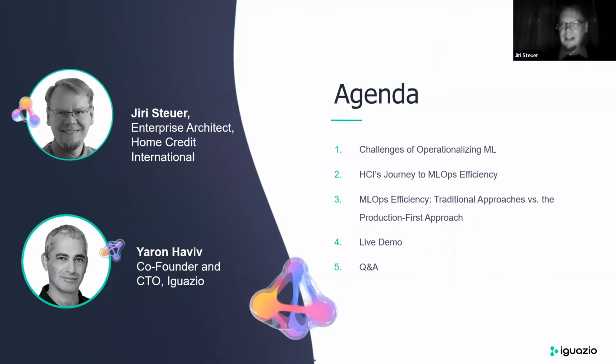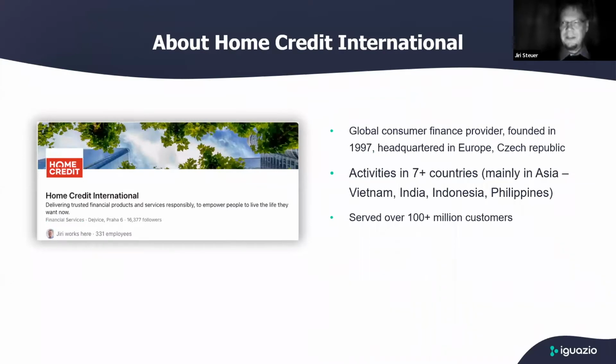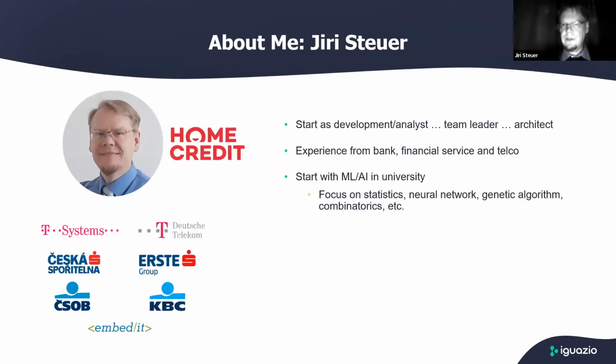Okay, if you can click on the next slide. Let me say something about Home Credit International. HCI, as Home Credit International, is a global consumer financial provider, founded in 1997, headquartered in Europe, in the Czech Republic. And you can see the main activity in 7 countries, mainly in Asia. You can see Vietnam, India, Indonesia, and Philippines. Home Credit International serves over 100 million customers. Okay, it is a quick introduction. Fine. Next slide, please.